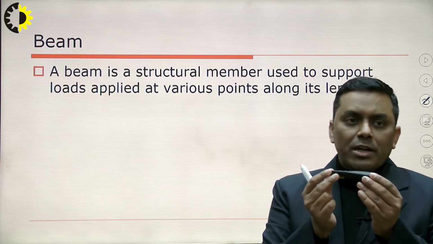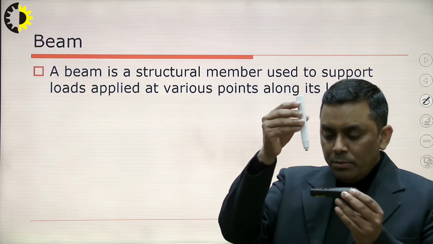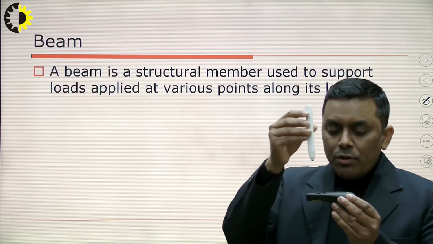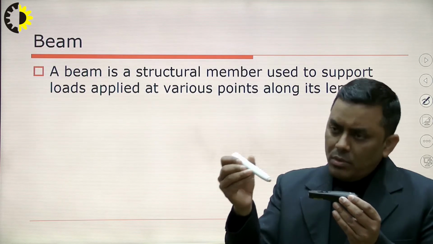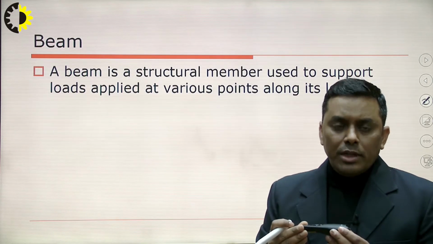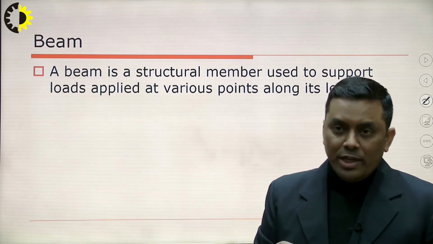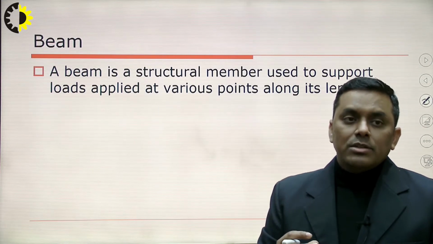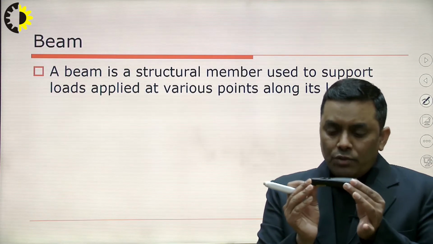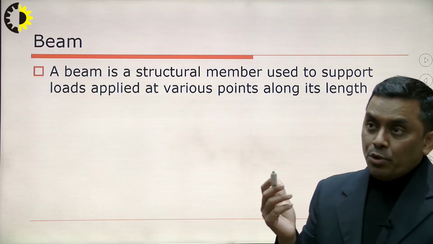A beam is the part of the structure which supports transverse load. Transverse load means the loads are perpendicular to its length. There may be vertical members also in a structure. These vertical members are generally known as columns or pillars, but a beam is a horizontal structural member supporting the load.